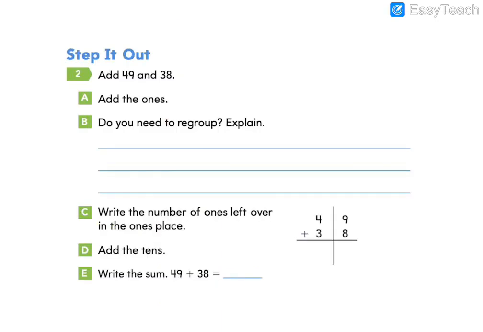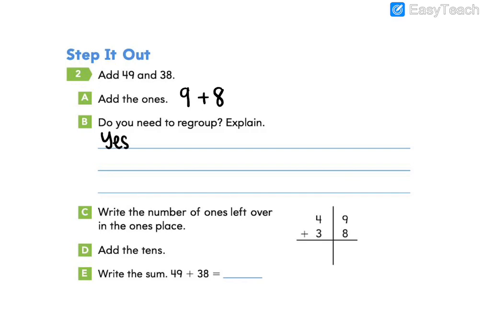Right, let's look at our next problem now. We're just adding 49 and 38. The first step we're going to take is to add the ones. But before we do that, we need to decide, are we going to need to regroup? Let's look at our problem. We have 9 ones plus 8 ones. Are we going to need to regroup?